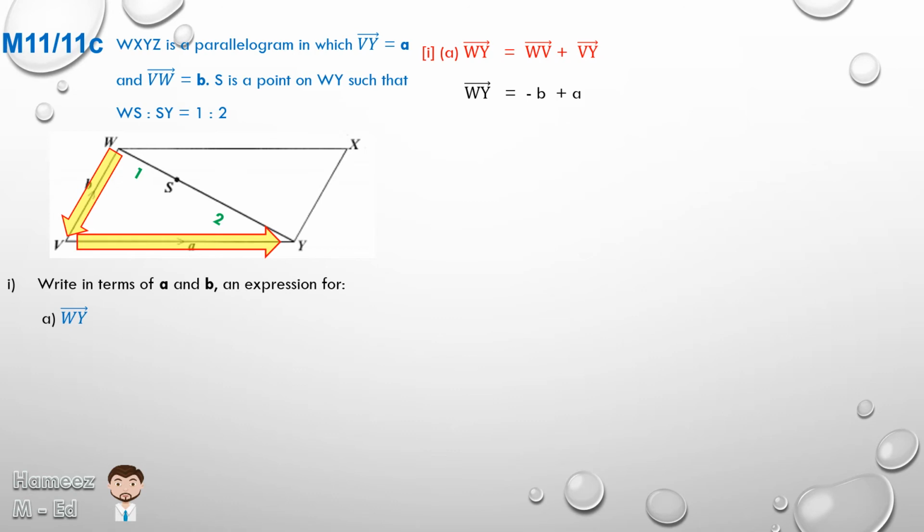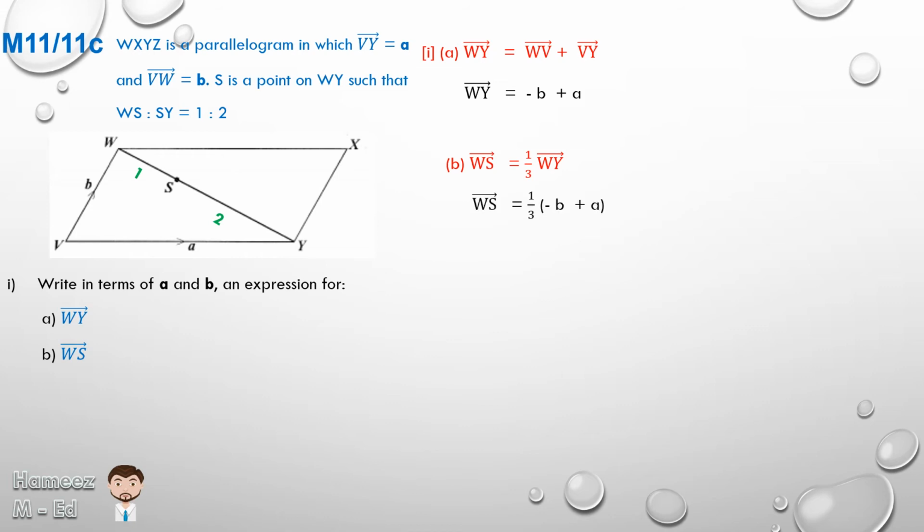Now for part B, what is WS? Now we know WS is in a ratio 1 to 2. So that means it's 1 out of the entire length of 3. So WS is 1/3 of WY. So if we look at that and we use part A to substitute, we'll get 1/3 by minus b plus a. And we can leave it like that, or we can expand it either.